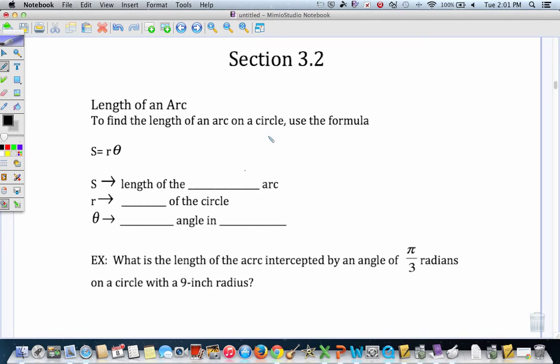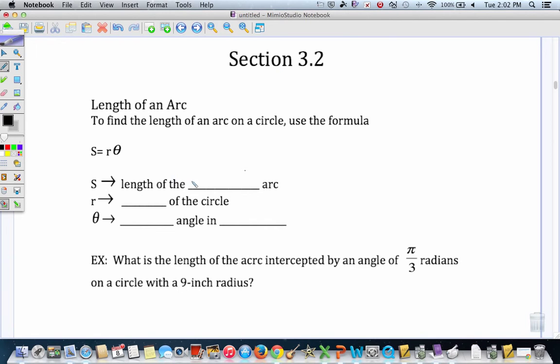In Section 2, we're going to look at two formulas that use the radian measure of an angle rather than the degree measure as part of the formula to make the calculation. The first one you can see here is called the length of an arc. To find the length of an arc on a circle, use the formula S equals R times theta.